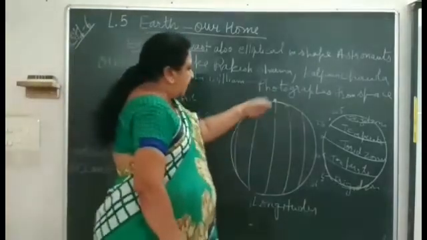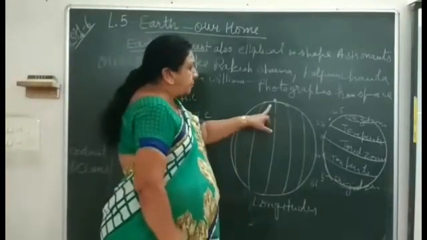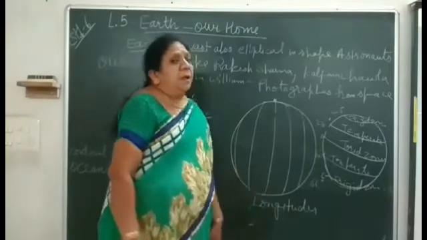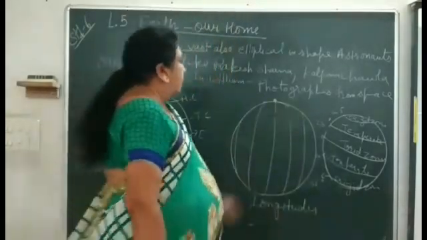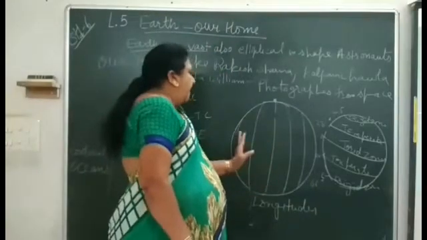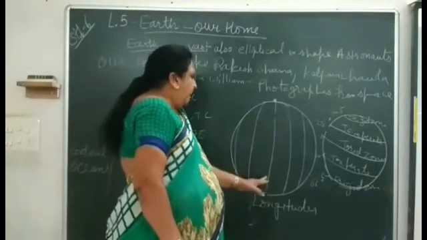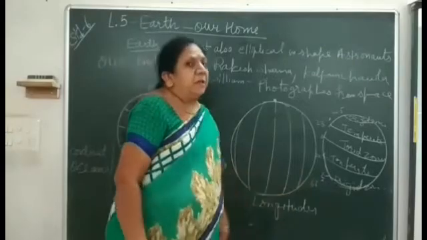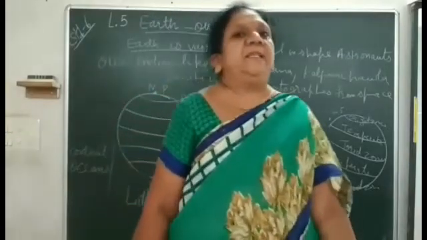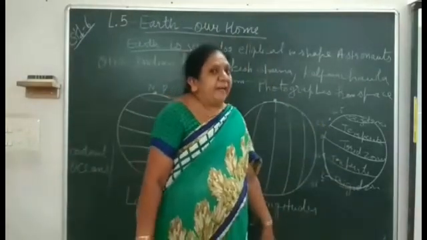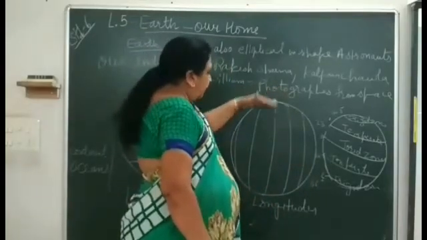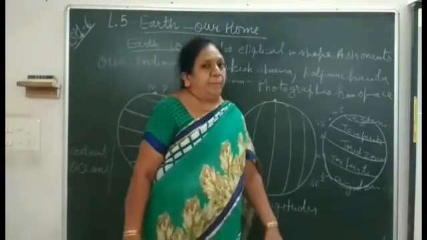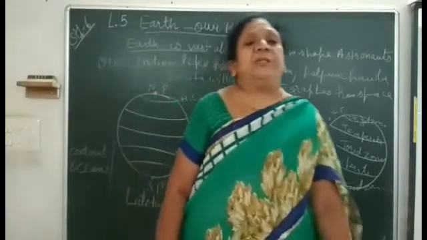Now we are going to see about longitude. These are the vertical lines, and there are a total of 360 longitudes. The middle line is also called the prime meridian. On the other two sides, there are 180 degrees and 180 longitudes. This is very important. Longitudes are very important because they show the timing.